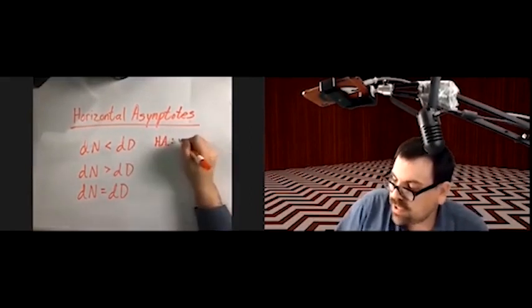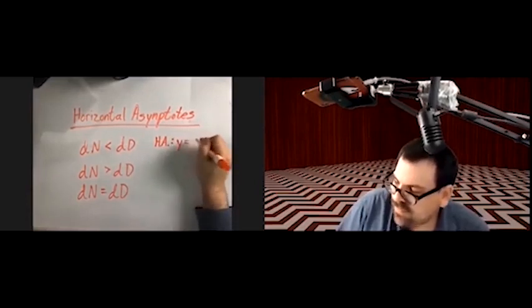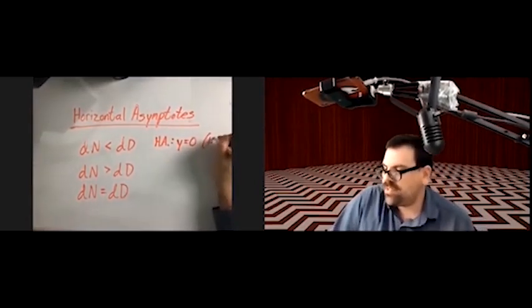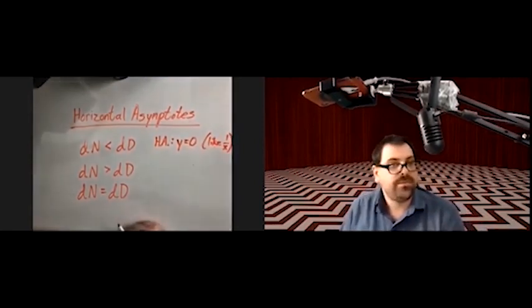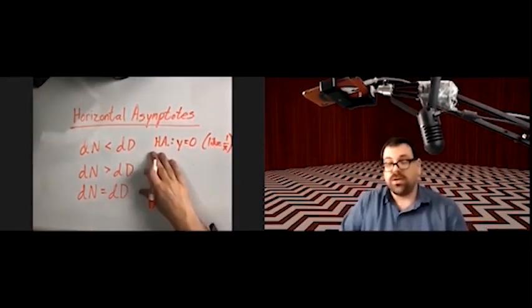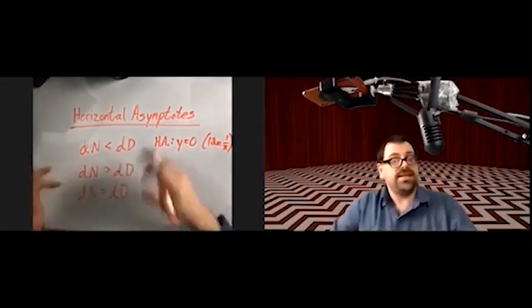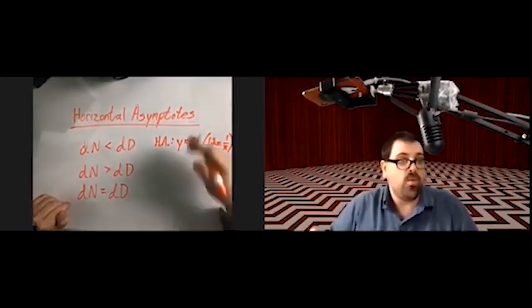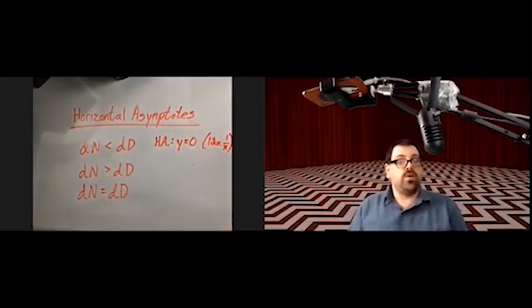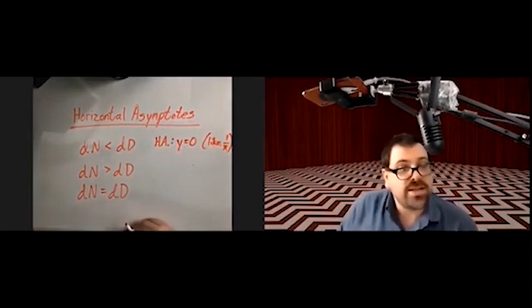The horizontal asymptote is going to be y equals 0, just like 1 over x. That's it. There's no other work for that. If the degree of the top is less than the degree of the bottom, the horizontal asymptote is automatically y equals 0, like 1 over x. And the graph of 1 over x can help you remember that.